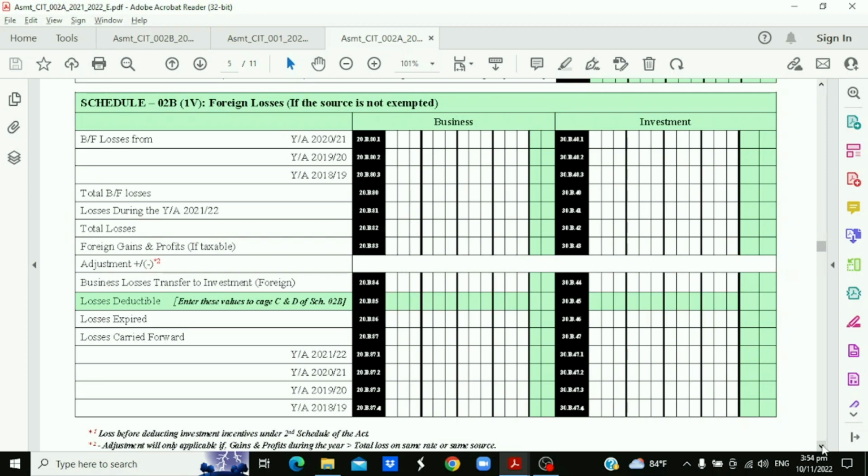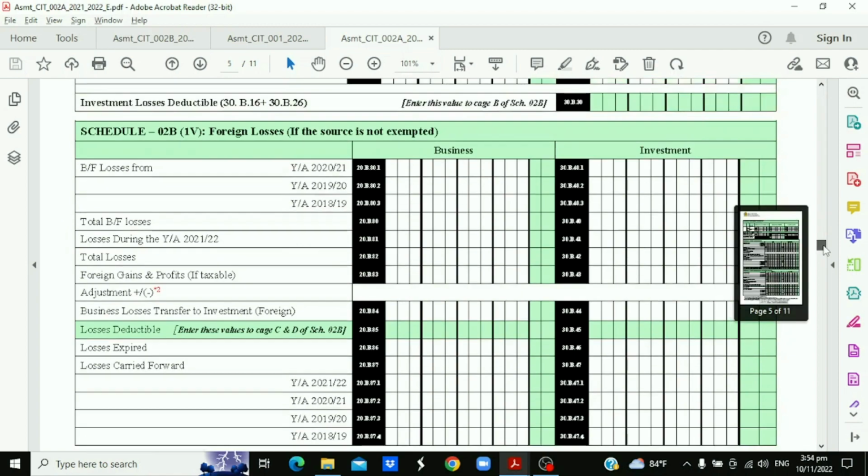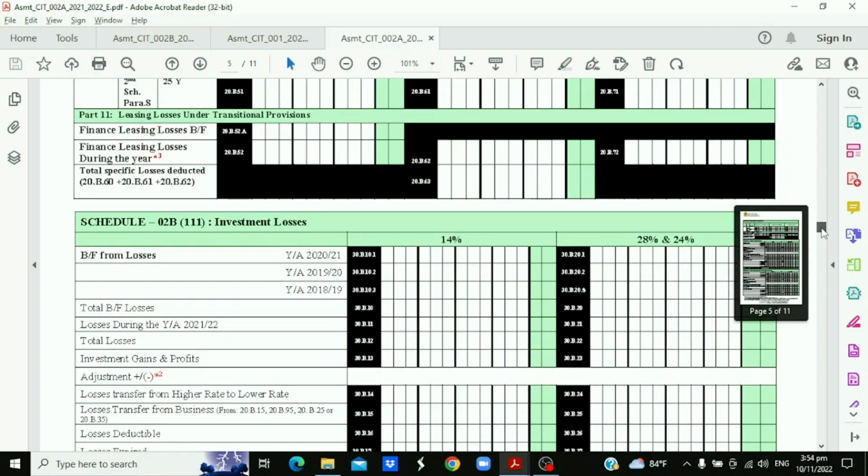Then expired ones, if there are any, we have to enter and remove here. Then the remaining amounts we can take as the carry forward balance. Within the 4 years time, we can do the breakup. Then finally we can complete this foreign loss schedule as well, right? After completing, the final value, all the loss deductible, we have to take to the final summary under schedule 2B, right? Final summary in 2B.